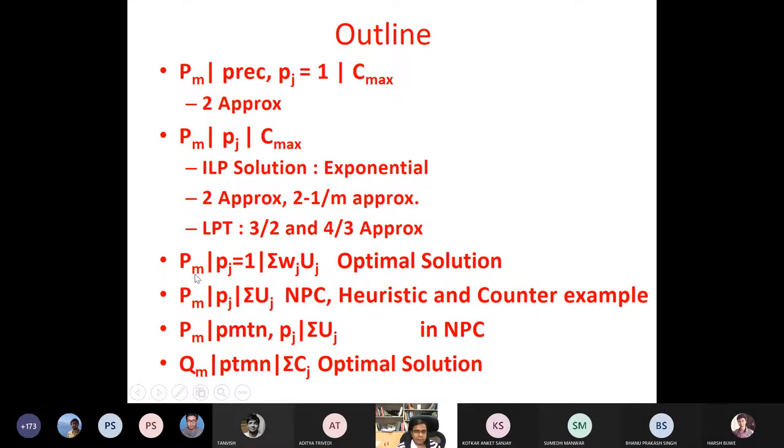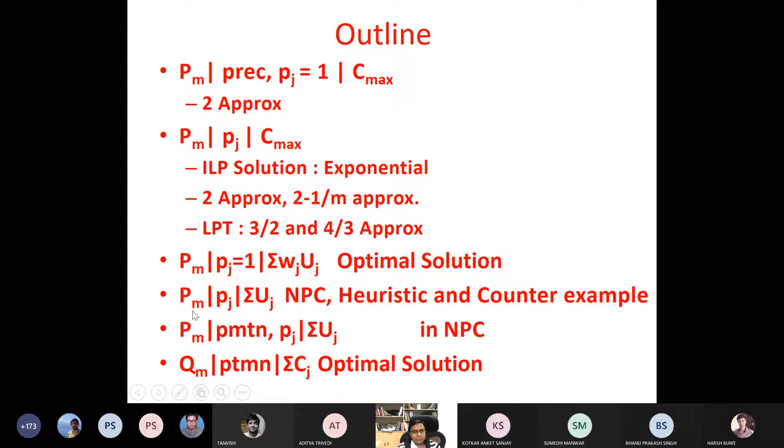And what is this problem? P m, p_j equal to 1, summation of w_j U_j. Every task has a deadline. All tasks arrive at time 0, every task has some deadline, and we want to minimize the summation of w_j U_j. For this, we have an optimal solution, and we'll see what that optimal solution is.